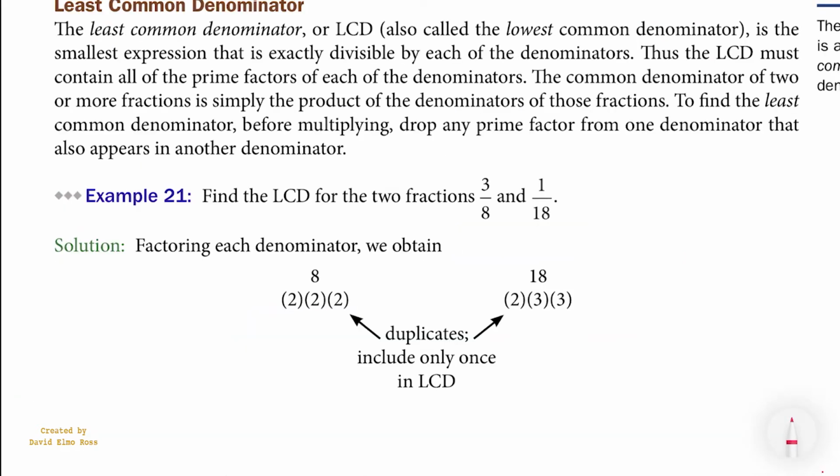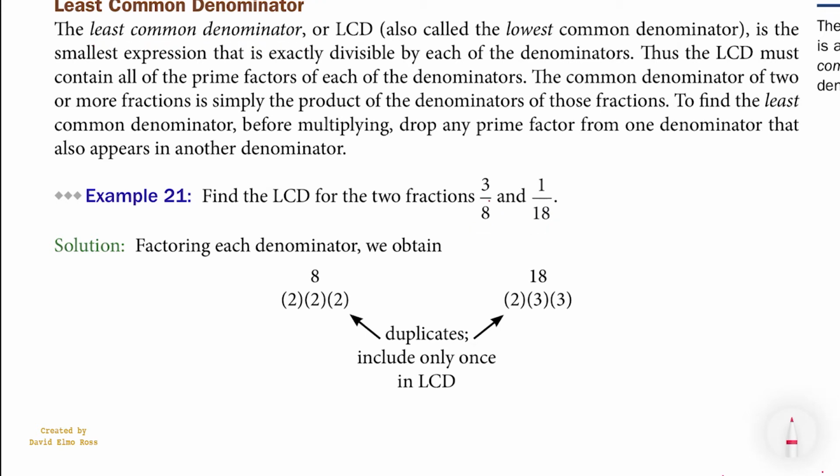To be able to add fractions like 3/8 and 1 over 18, you have to come up with a common denominator. I could simply multiply these together to get that common denominator and be able to work from here. But that would not give you the least common denominator.